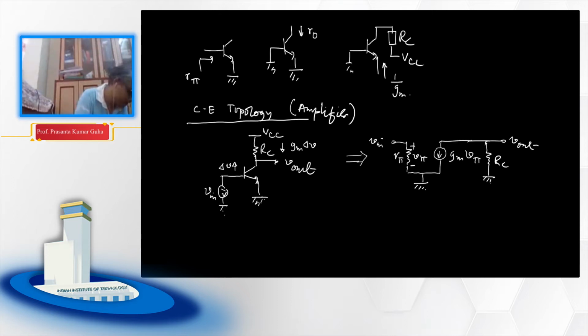Now we can find out, this current here will be minus Vout over RC. The reason it will have a negative sign is that the current gm V pi is flowing like this, whereas the Vout polarity we are assuming is this. So considering the current direction and voltage direction we are assuming, if you look carefully, there will be a negative sign.